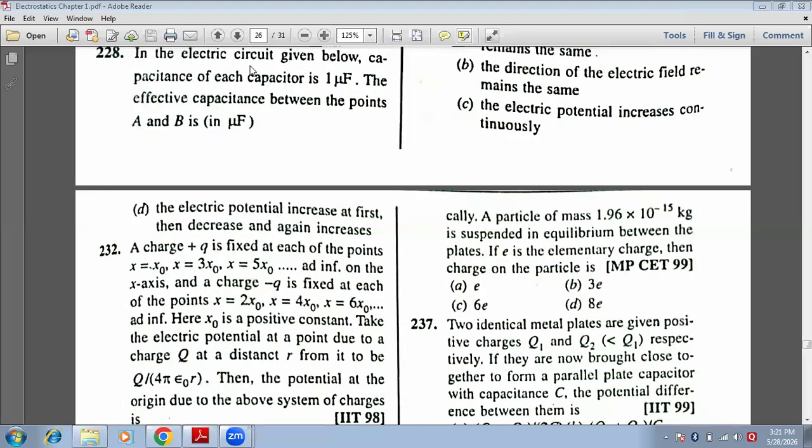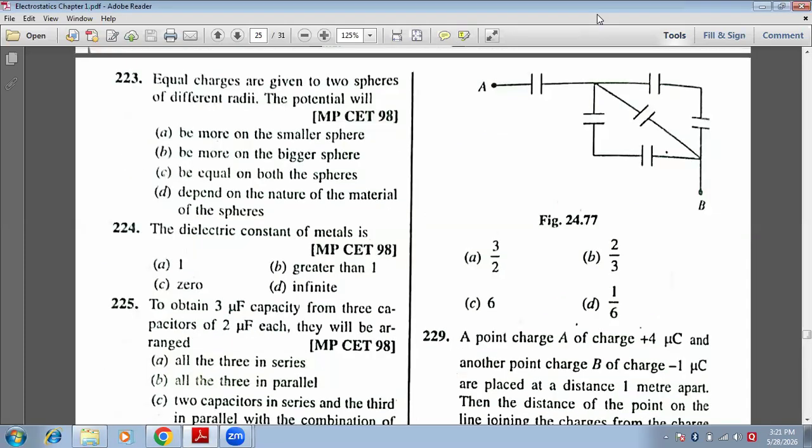In the electric circuit given below, capacitance of each capacitor is 1 microfarad. The effective capacitance between the points A and B is in microfarad: option A, 3 by 2; option B, 2 by 3; option C, 6; option D, 1 by 6. Correct answer, option B, 2 by 3.